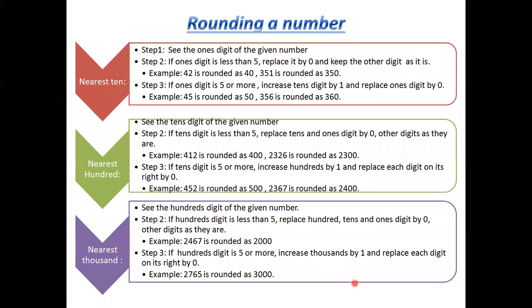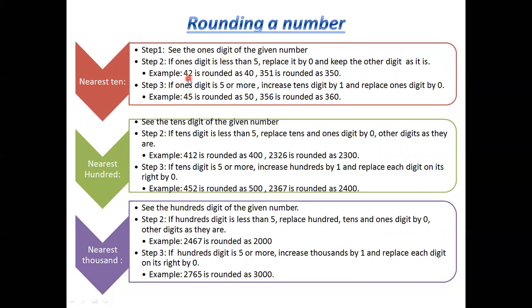Next, rounding the number. In our previous class, we already learned rounding the number. Let's have a quick recall of rounding a number. Rounding a number means estimating a number. So now we will see how to round a number to the nearest tens. Shall we? Yes. Step 1. To round the number to the nearest 10, see the ones digit of the given number. What do we have to do? We have to see the ones digit of the given number. If the ones digit is less than 5, what is the condition they have given? If it is less than 5, replace it by 0 and keep the other digits as they are.